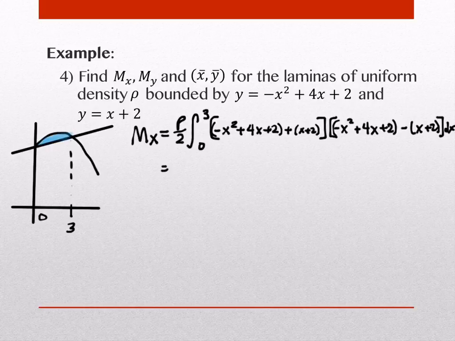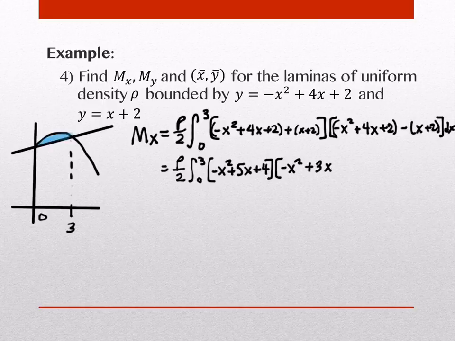So we've got rho over 2 times the integral from 0 to 3. If I add these together, I have negative x squared plus 5x plus 4. If I subtract them, I have negative x squared plus 3x. Is that what you guys have? I think that's what I have on my paper. Okay. What do I have to do next?